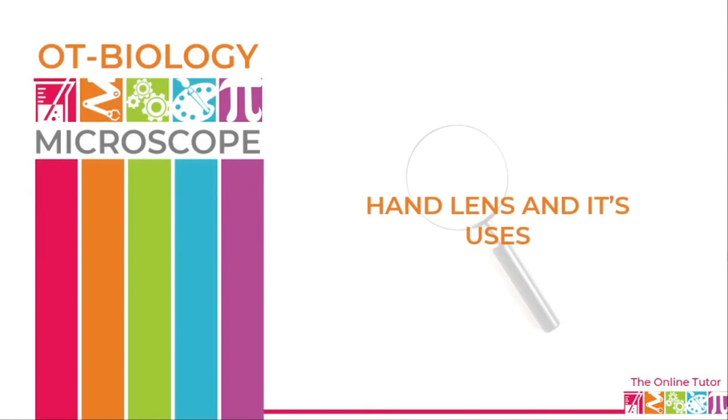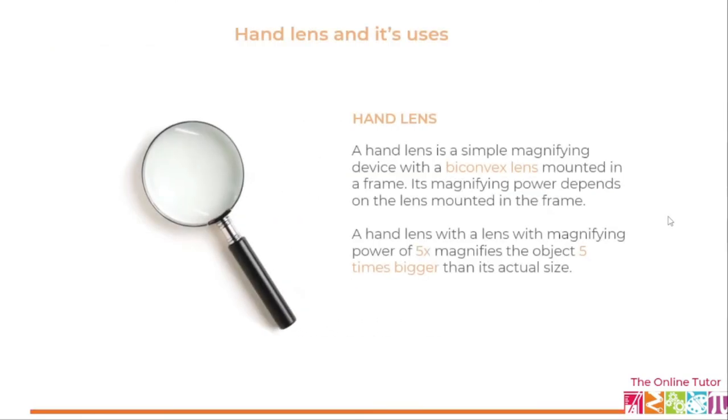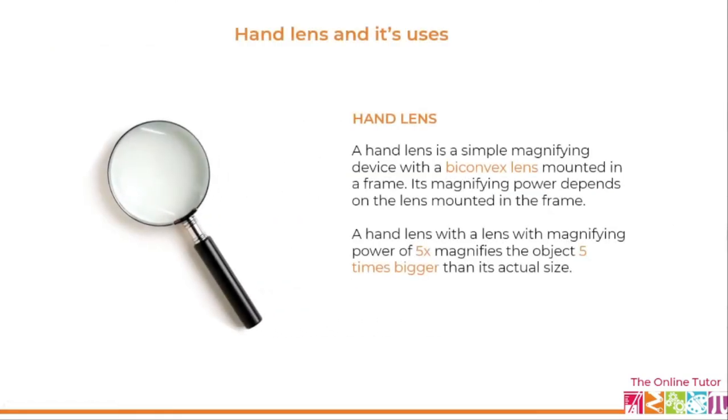Now, let's have a look at what a hand lens is and the various uses of a hand lens. So, what is a hand lens? A hand lens is a simple magnifying device with a biconvex lens mounted in a frame. Its magnifying power depends on the lens mounted in the frame.